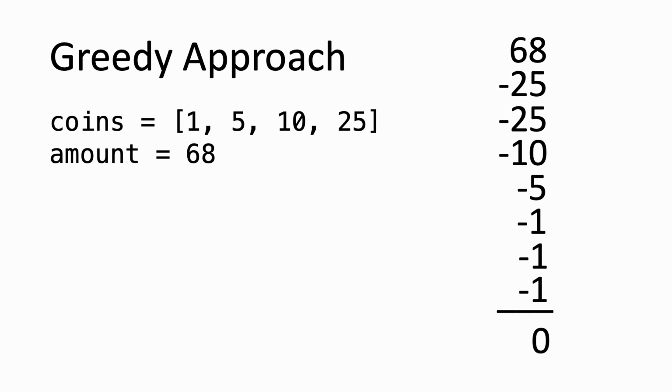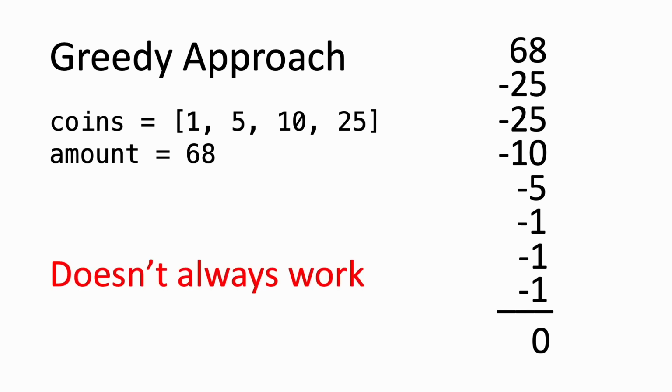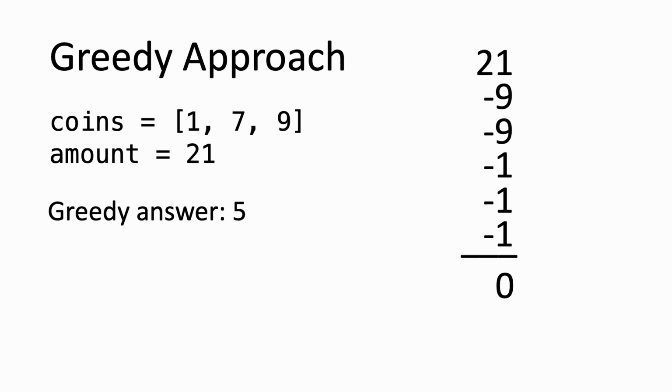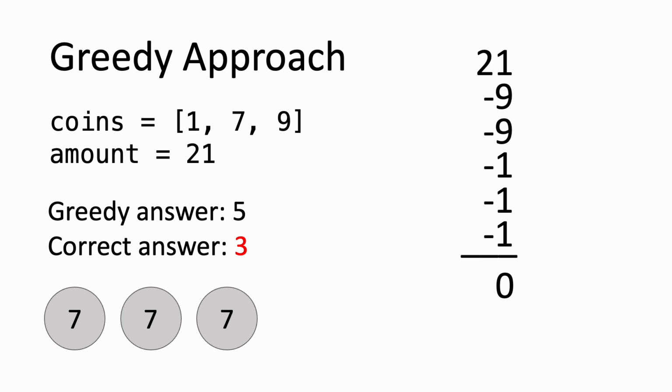Now, this approach worked for this example, but the problem is it doesn't always work. Let's look at another example where the coin denominations are 1, 7, and 9, and the amount is 21. Using the greedy approach, we'd start by using the 9 coin, and 21 minus 9 is 12. We can then use another 9 coin, and the remaining amount is 3. We can't use the 9 coin or the 7 coin, so we'll fill the remaining 3 with 3 1 coins. So according to the greedy solution, the fewest number of coins is 5 coins. However, the correct answer is actually 3 coins, since we could have just used 3 7s instead. So this is an example where the greedy solution failed.